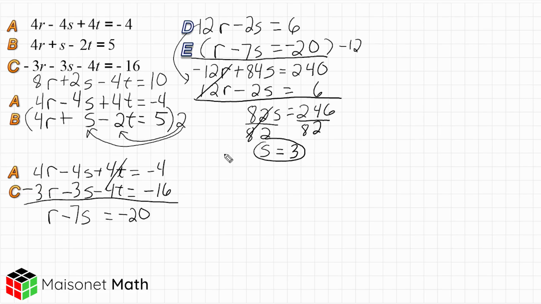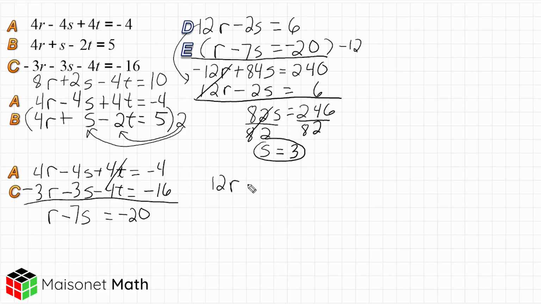All right, once you have figured out what your first variable is equal to, what I want you to do is go to one of these two equations here after we eliminated our first one. Because if we plug 3 in for s in either one of these equations, that is only going to leave us with one variable. And when all you have remaining is a single variable, you can easily solve for that variable. So let's just take this equation right here.